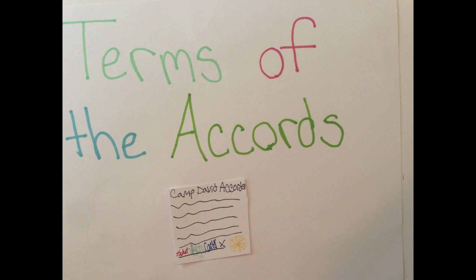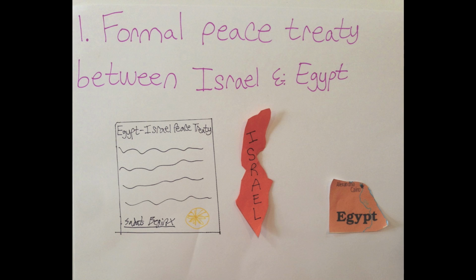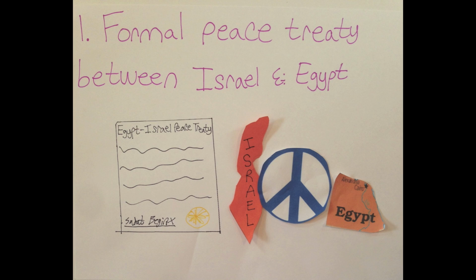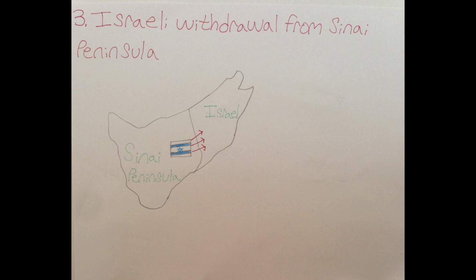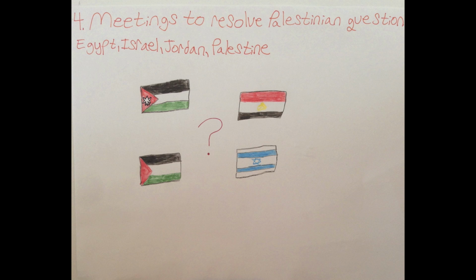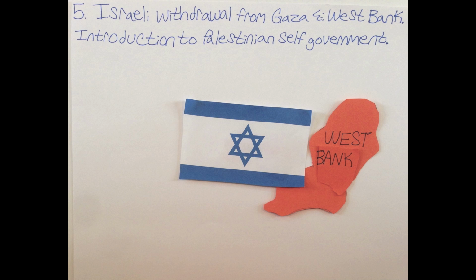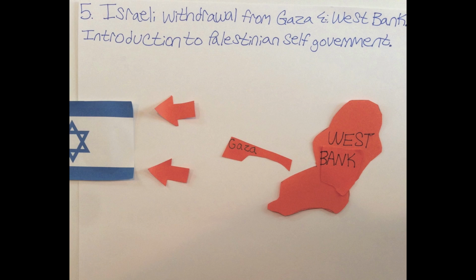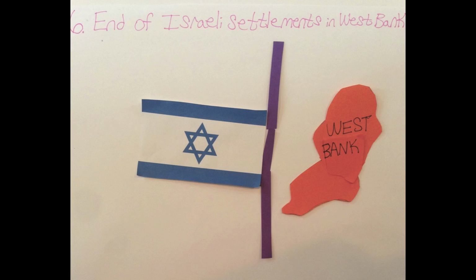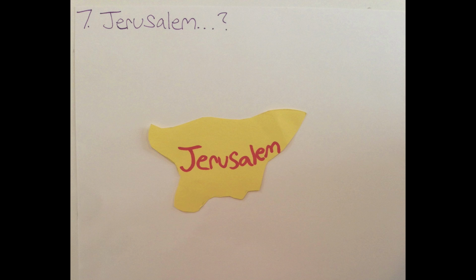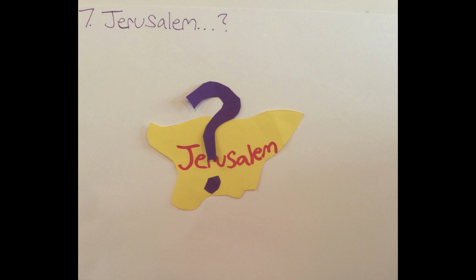The terms of the accords are as follows. It called for a formal peace treaty between Israel and Egypt, the establishment of diplomatic relations between the two countries, Israeli withdrawal from the Sinai Peninsula, further meetings to resolve the Palestinian question, Israeli withdrawal from the West Bank and Gaza, the introduction of Palestinian self-government, and an end to Israeli settlements in the West Bank. The accords did not settle the question of Jerusalem.